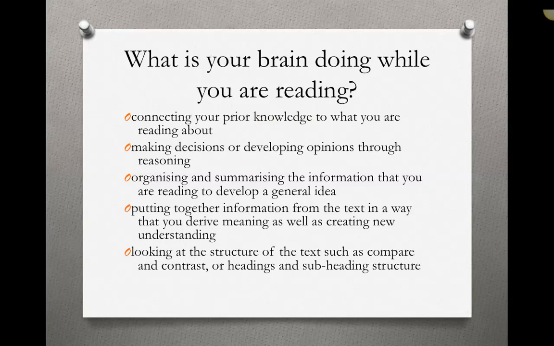A really valuable section of these introductory pages of Module 3 talks about what your brain's doing while you're actually reading. So that's why we're talking about reading in an active way. So everything you read, you should be trying to connect the new information to prior knowledge that you might have about the topic. As you read, your brain might be consciously or subconsciously making decisions or developing new opinions or reinforcing existing opinions about what you're reading. You might also be organising and summarising the information to get a general overview of what you're reading as you go along. And then you start to put that information together in a way that makes sense for you, and that's where the process of creating new understanding comes from when you're reading.